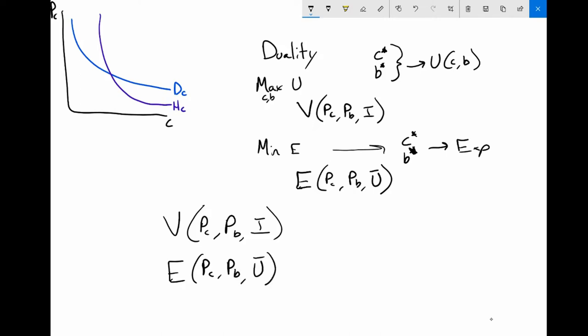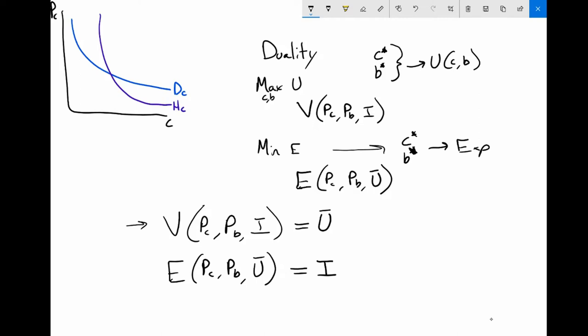Okay. And this indirect utility function is a function that gives as an output some value of utility. It's optimal utility. And this gives as an output the minimized level of income, or minimized expenditures. Okay. And we showed that these two relate to each other in a given way.